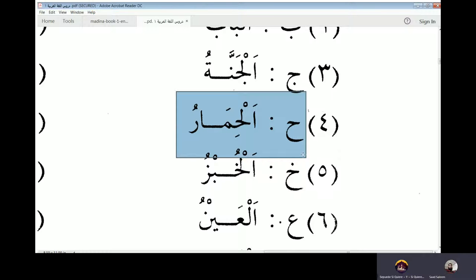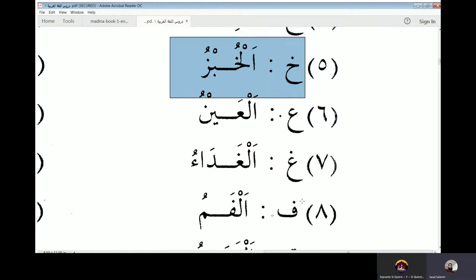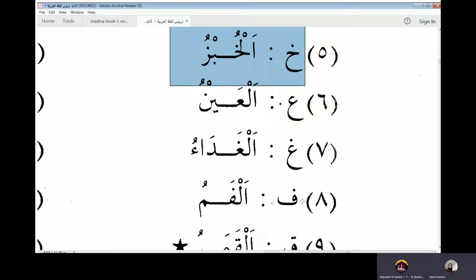Al-Himaru. Himar is a donkey, right? Yes. The donkey. Al-Himaru. Ha. Al-Khubzu. Yes, Al-Khubzu. I don't know this one. The bread. Bread, okay.